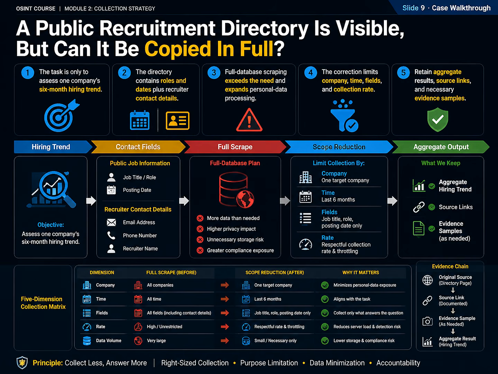The recruitment directory opens without a login. The original plan is to download everything because it may be useful later. Return to the requirement. Determine whether 3 suspicious accounts reuse the same company identity. Scope now becomes 3 accounts, 90 days, and 5 necessary fields: role title, publication date, domain, official comparison, and source link. Contact details support immediate verification only and do not enter the long-term table. The narrower plan still answers the question and reduces personal data and service term risk. Professional collection is sufficient collection, not maximum collection.